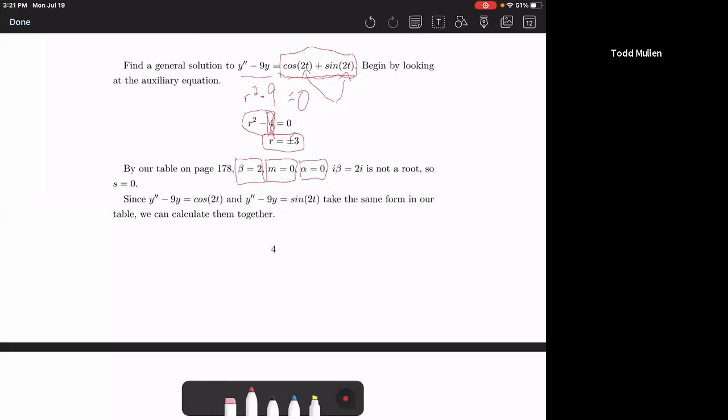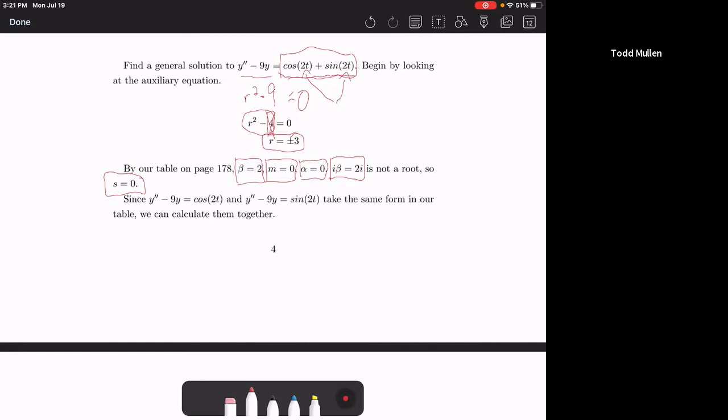And now our table asks us if i times beta is a root, and it's not. We have two real roots here. So i times beta is not a root. And because of that, s is equal to 0. That's going to further simplify our solution.